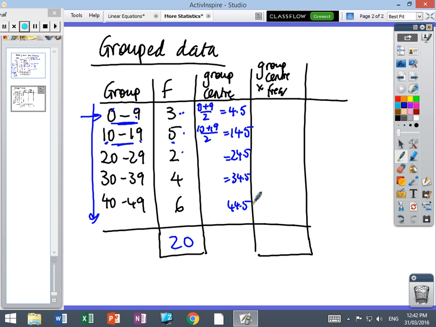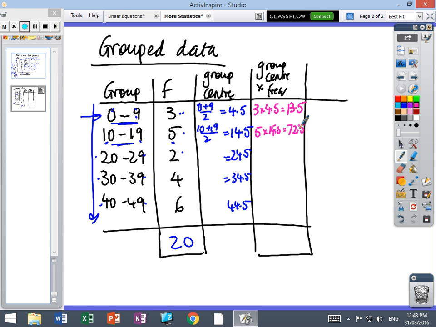But if you don't believe me, just do your calculations: 20 plus 29 over 2, 30 plus 39 over 2, 40 plus 49 over 2. And then this is where you have to do a little bit of calculations here. So we've got 3 times 4.5, which you'll do on the calculator. I'm just doing this in my head, sorry guys. 13.5, and here we've got 5 times 14.5.